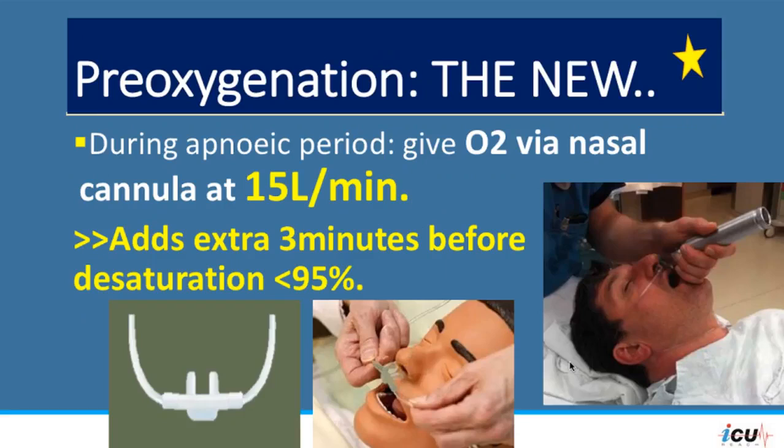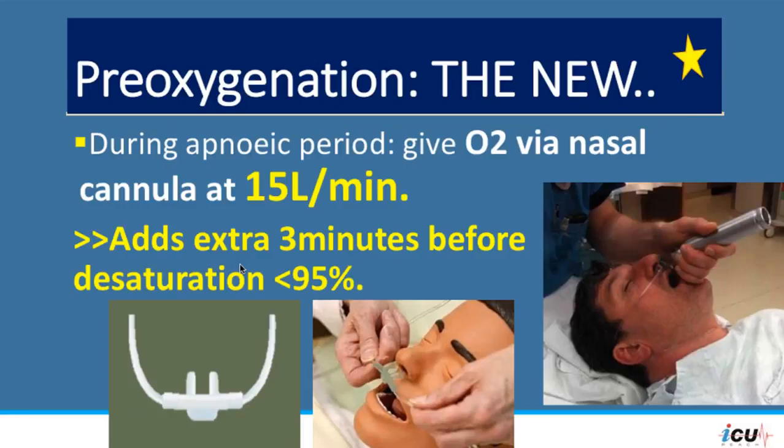The other thing that has been introduced recently to prolong the apnea period is to give oxygen via nasal cannula at 15 liters per minute. And here we are talking about simple, ordinary nasal cannula, not the fancy high-flow nasal cannula. You dial the oxygen from the wall to the maximum. This will provide you even higher than 15 liters per minute. Studies have shown that this will add an extra 3 minutes before desaturation below 95. So you already gained 3 minutes and your patient saturation is still maintained above 95.